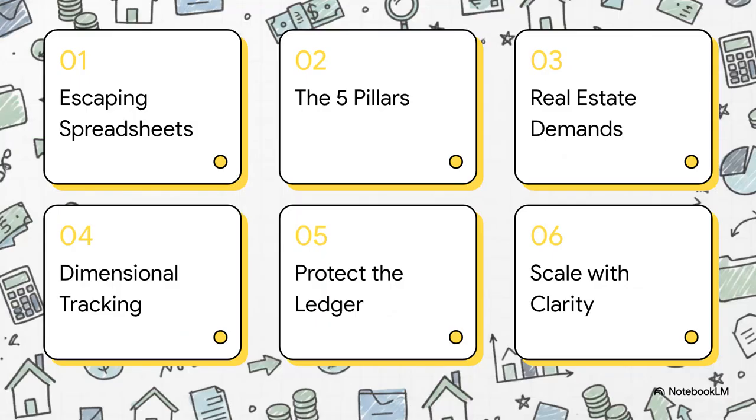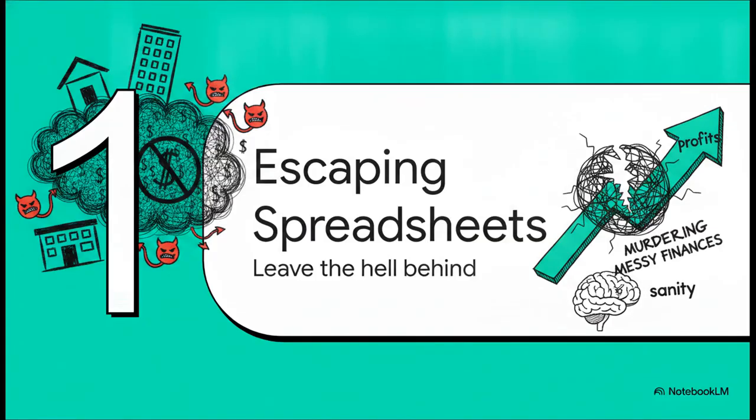So here's our roadmap for today's explainer. First, escaping spreadsheet hell. Then we'll hit the 5 accounting pillars: real estate's unique demands, mastering dimensional tracking, protecting the general ledger, and finally, scaling with financial clarity. Let's get into it. Section 1.